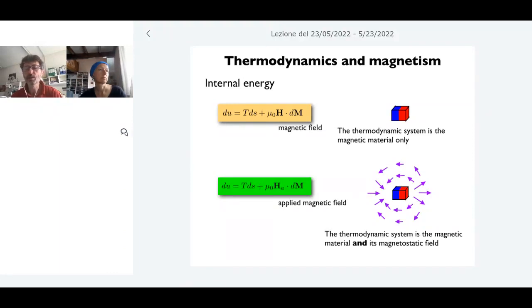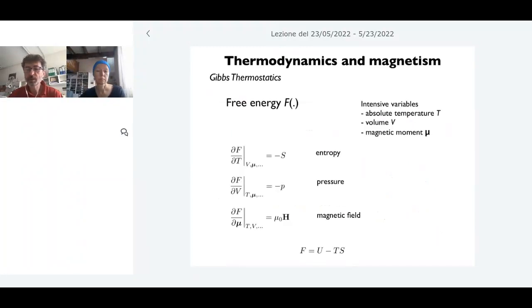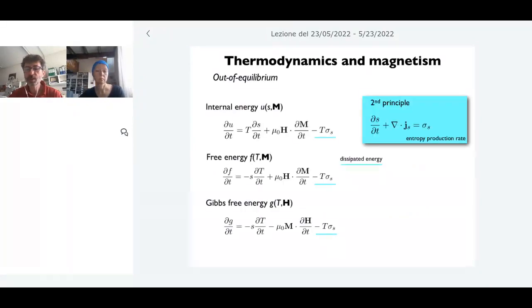If you can control H is one thing. If you cannot, so you can only perform the experiments where the applied magnetic field is controlled, then you need to define the system in a different way. Let's make the final step, as it's always time to finish. And our final step is, let's say, extend a little bit our thermodynamics of equilibrium.